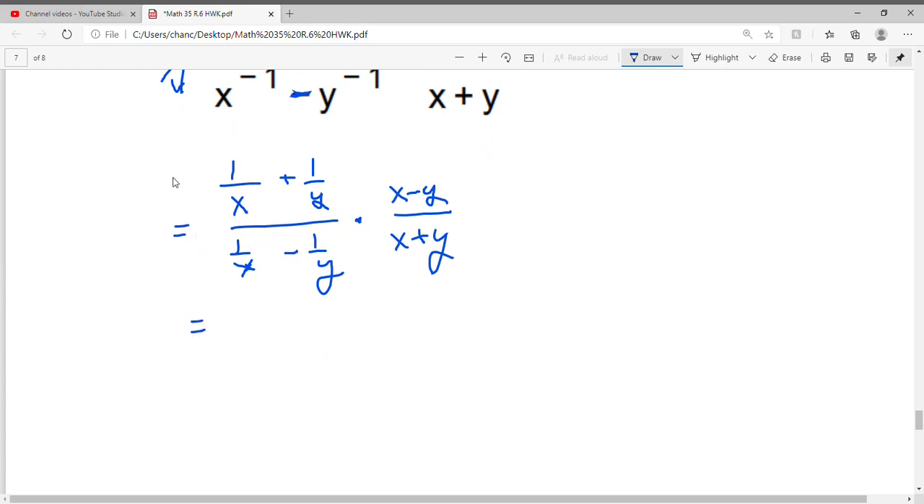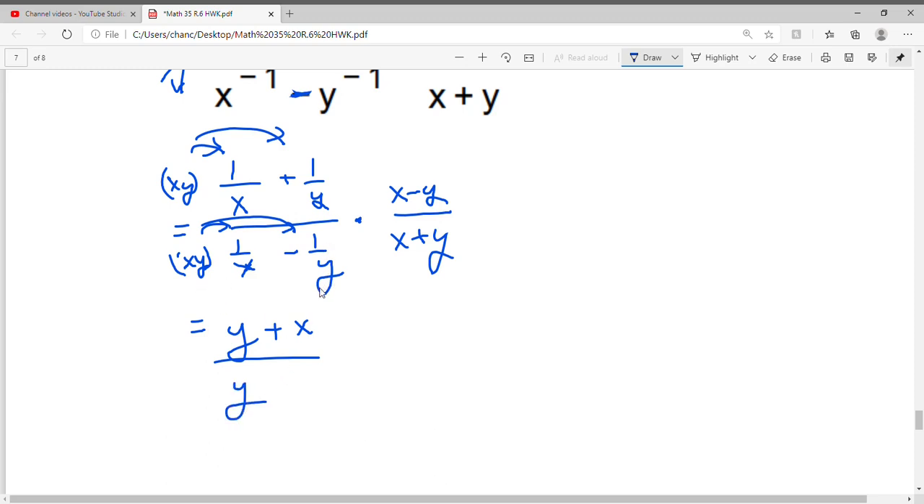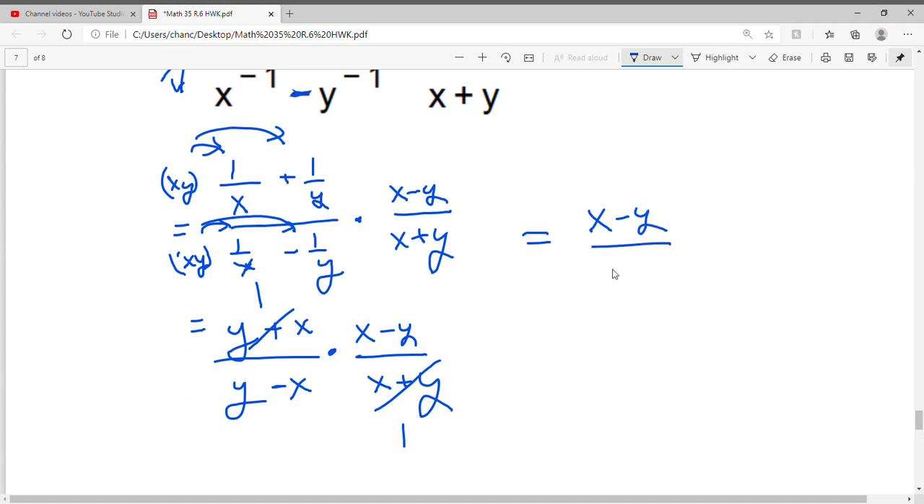Now let's multiply the top and bottom by xy, and that's to get rid of these fractions. xy times 1/x is y. xy times 1/y is x. xy times 1/x is y. xy times 1/y is negative x. Now notice here that y plus x is the same as x plus y, so we can reduce that and make that a 1. And we can simplify this as x minus y over y minus x.